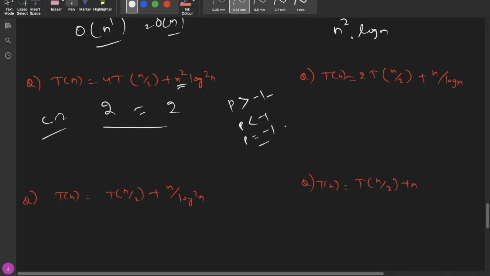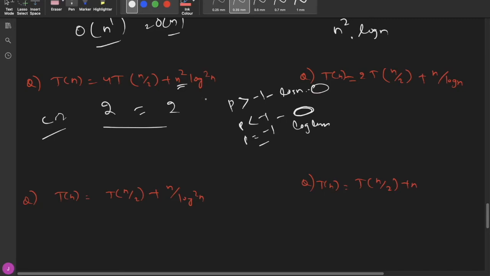If it is equal to minus 1, then we have to write log n. If it is greater than minus 1, then we just multiply log n to the value present on the right side. If it is lesser than minus 1, then we have to ignore the logarithm term. We just write n to the power of that value and represent it as the time complexity. So these three things you have to remember.